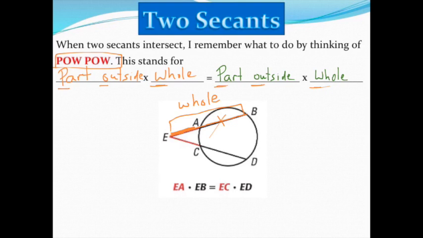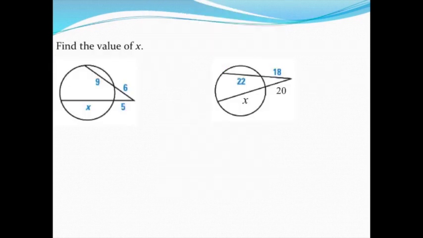It's the part outside times the whole. We'll set that equal to the part outside down here times that whole secant. So kind of the big thing to remember is drawing this bracket in. So let's take a look at how this is going to work. So here are 2 examples where 2 secants intersect.